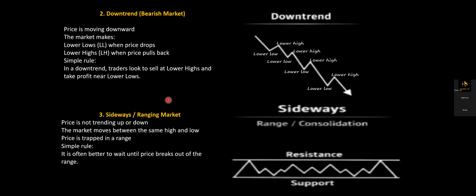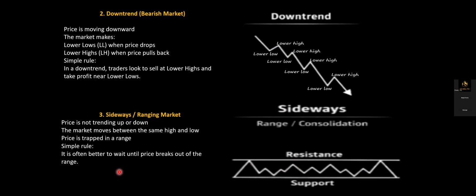Now I'll go to the sideways market, which is a ranging market. In a ranging market, price is not trending up or down. Price is not in an uptrend or a downtrend. Price is just moving in a straight line like this. It is something known as support and resistance. I think it will be one of the topics we'll be handling every Monday.